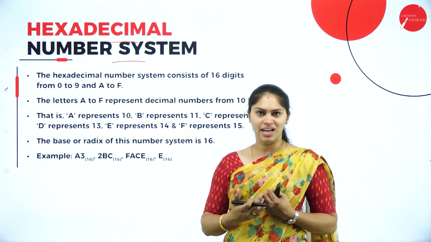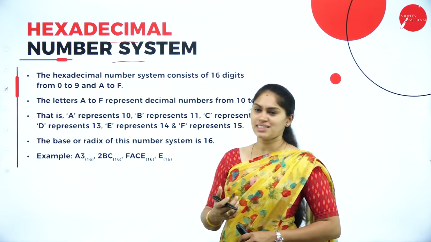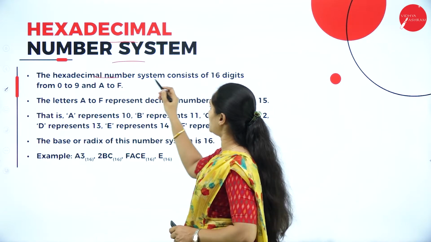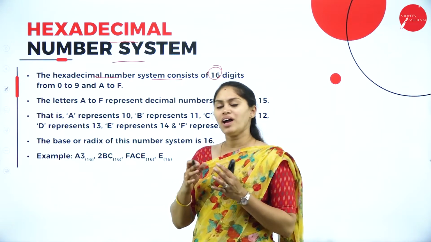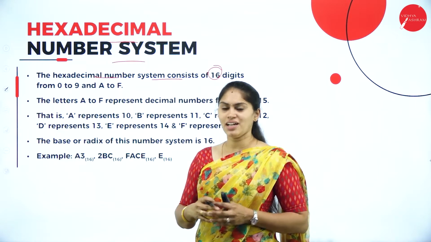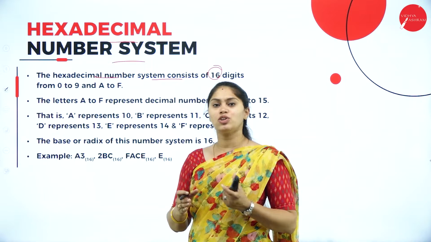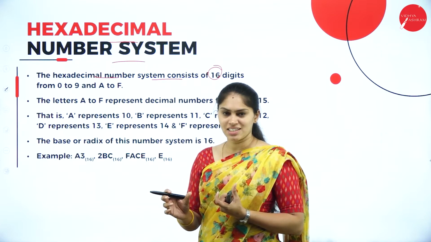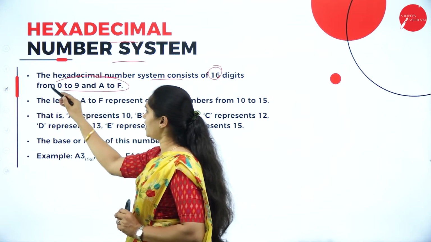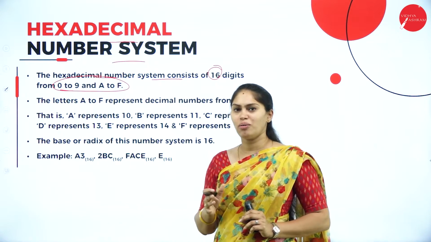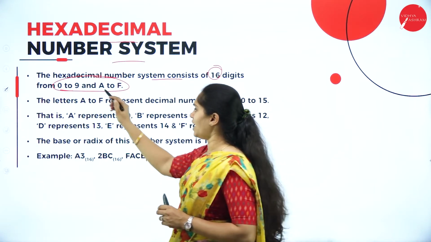In the name itself we have "hexa", which means 16. Here in the hexadecimal number system, there are totally 16 digits. Then how are we going to represent all these 16 digits? The first 10 digits will be 0 to 9, and the other 6 will be from A to F. Very important: the digits are a combination of 0 to 9 and A to F.